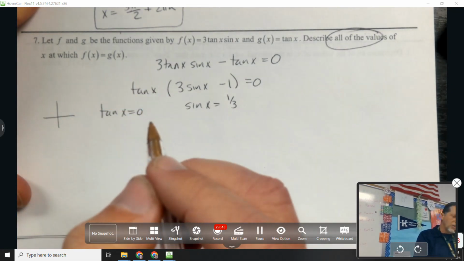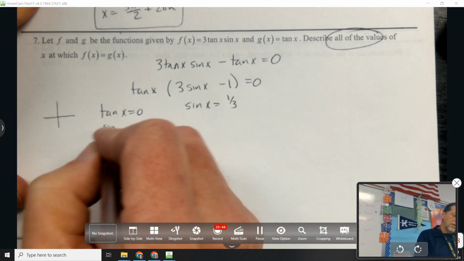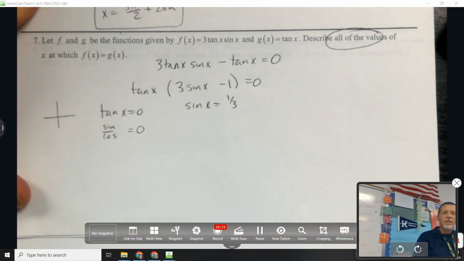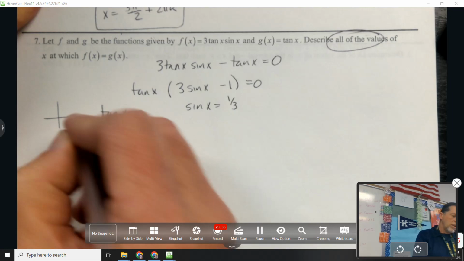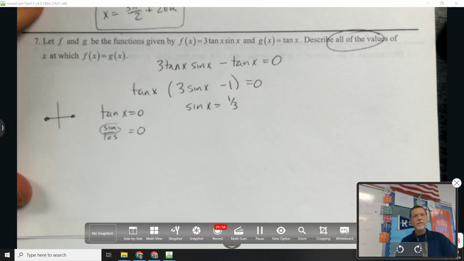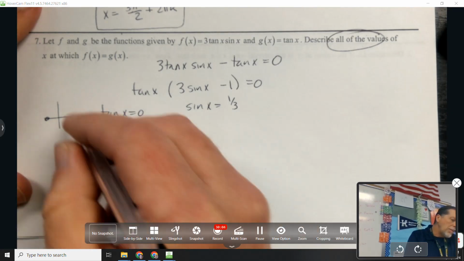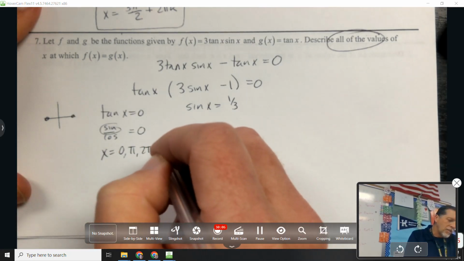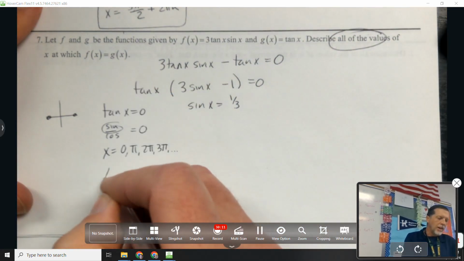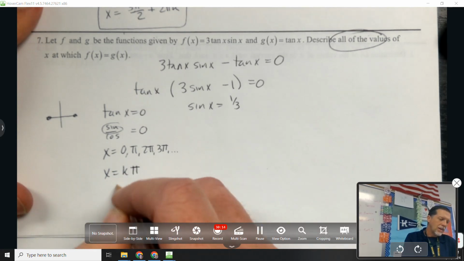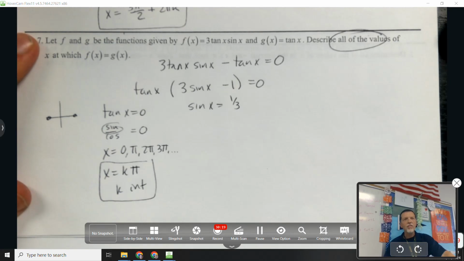Where's tangent equal to 0? Let's see. Or if you need to think about it, that means sine over cosine is equal to 0. So that would happen where sine is 0. And maybe it's helpful to write them out. Write out the first however many answers you need to. And then you realize, oh, well, that's just k pi, where k is any integer. 0 is an integer, so that works. That catches 0 as well.